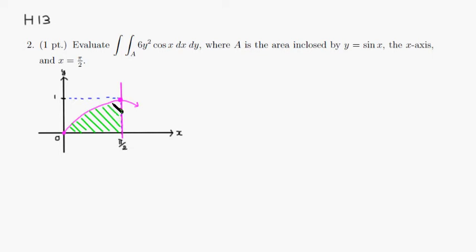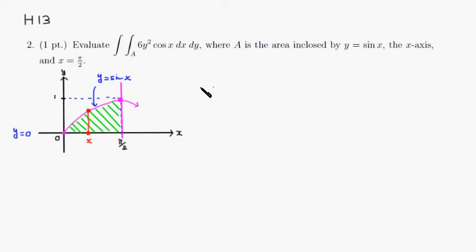Now we have to determine which variable we want to take the antiderivative with respect to first. I would probably fix x. You can go either way, I think, but I'm going to fix x. Then you go from here all the way to here. The equation for the x-axis is obviously y equals 0, and the top curve is the sine curve, y equals sine of x.